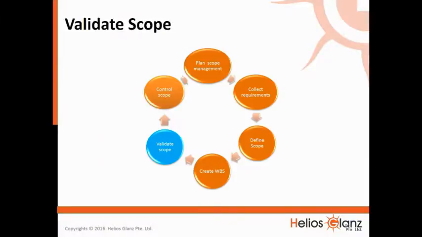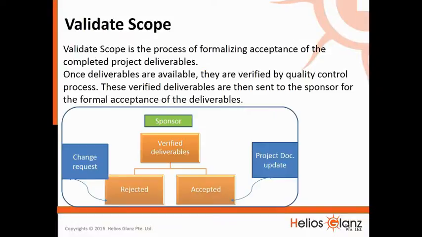Validate scope. Validate scope is the process of formalizing acceptance of the completed project deliverables. Once deliverables are available, they are verified by the quality control process. These verified deliverables are then sent to the sponsor for the formal acceptance of the deliverables.